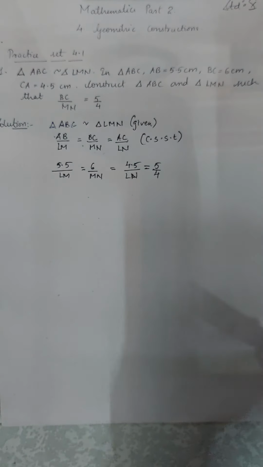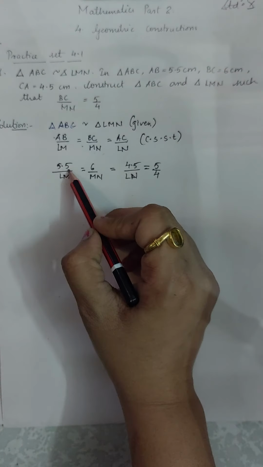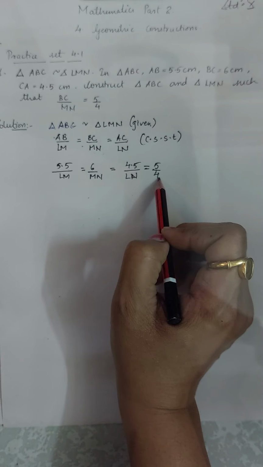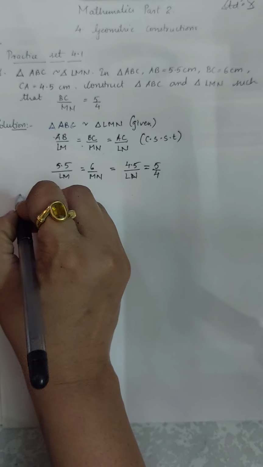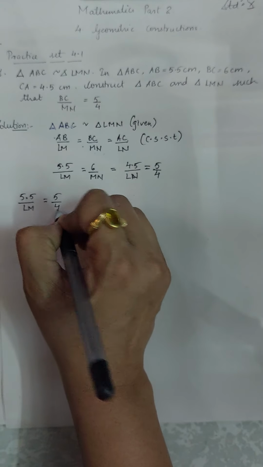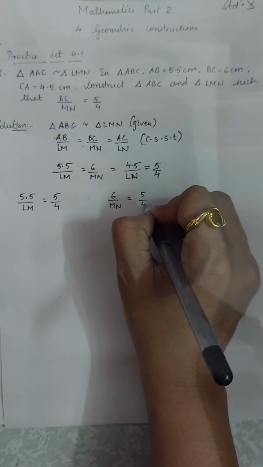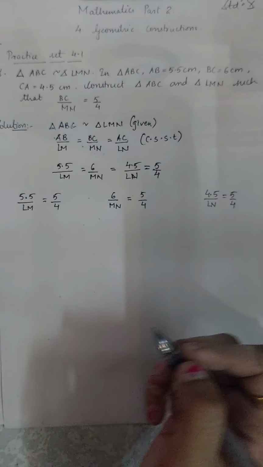Therefore we are going to solve this, and we are going to get the values of LM, MN and LN. So how are we going to do that? We are going to take this and this to get LM, this and this to get MN, and this and this fraction to get LN. One by one we are going to solve. Firstly, 5.5 upon LM is equal to 5 upon 4, then 6 upon MN is equal to 5 upon 4, and lastly 4.5 upon LN is equal to 5 upon 4.